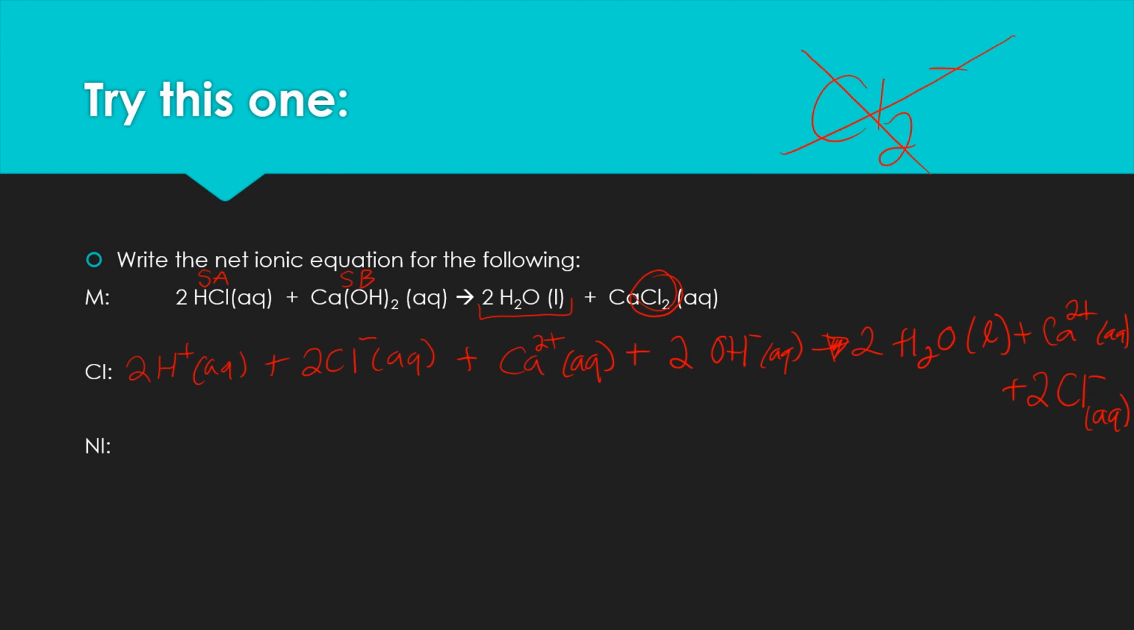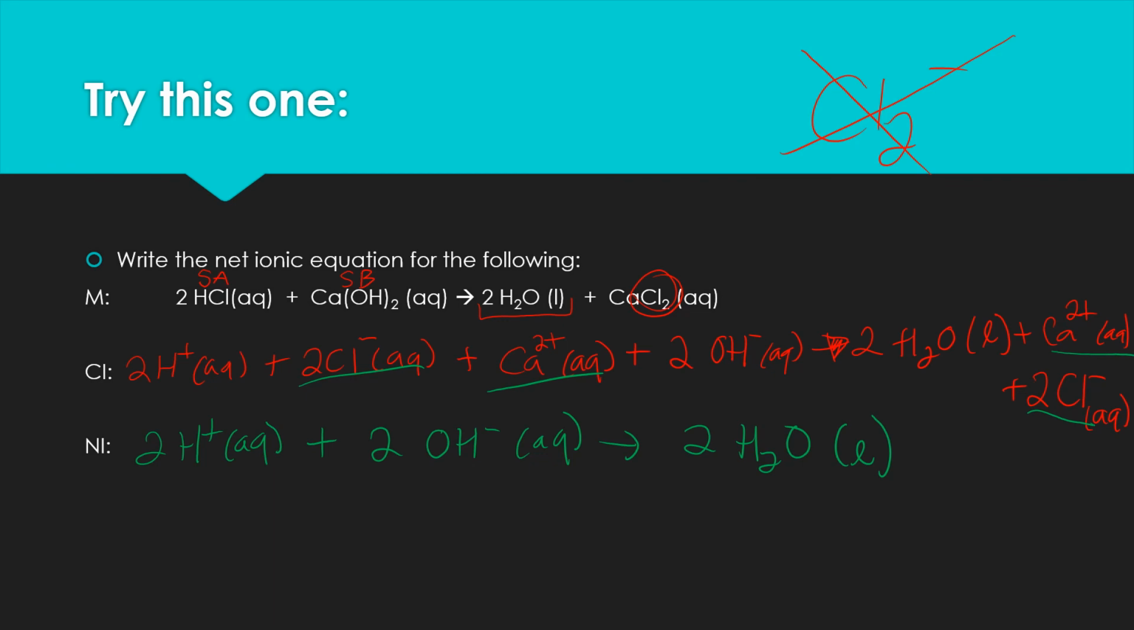So we've got hydrogen on the left as an ion, no hydrogen ion on the right. I got chlorine as an ion on the left, and I got it on the right. So this one is a spectator. I got calcium ion on the left, I got calcium ion on the right. I got hydroxide on the left, no hydroxide on the right. So we are down to 2 hydrogen ions and 2 hydroxide ions. And that will make 2 water molecules. And that is our net ionic equation.